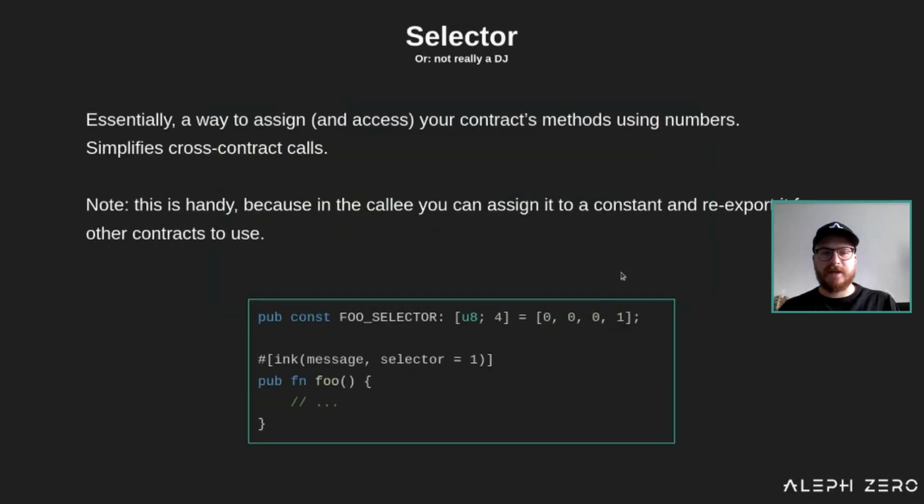Oh, I actually mentioned the selector already, but this is a way of assigning numbers to the methods that someone might want to call, and basically you can then make it a constant and export it so that the callers of your method, like remote callers, won't have to guess them or put them as number constants in their code, which is usually a bad practice. They can just import what you export here and use it. And of course, you mark a method with a selector or a message in a similar way to marking it as payable, but you can put the value here as well.